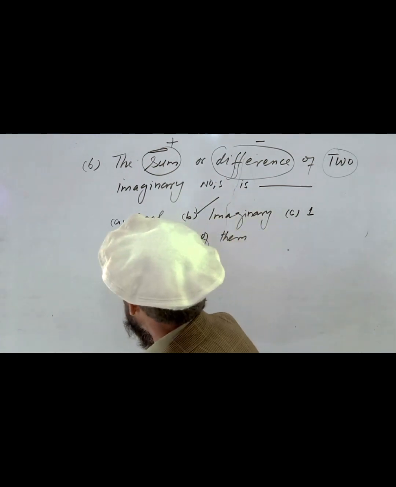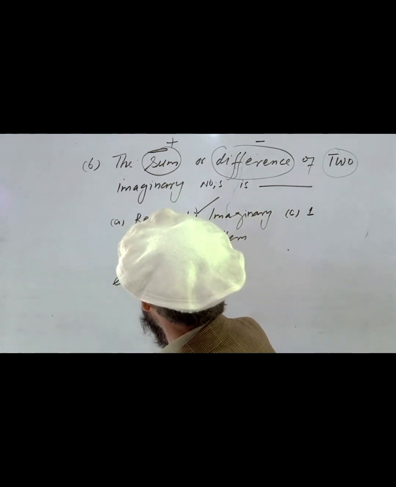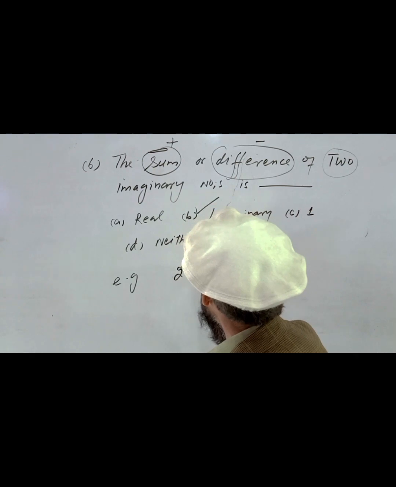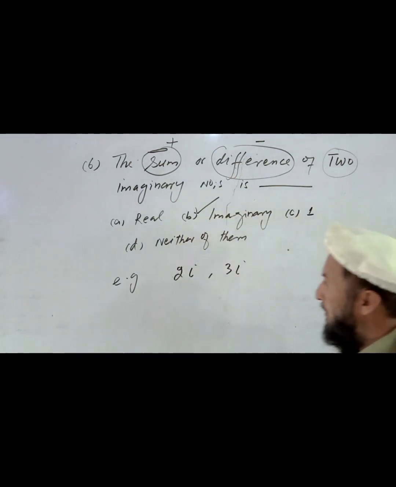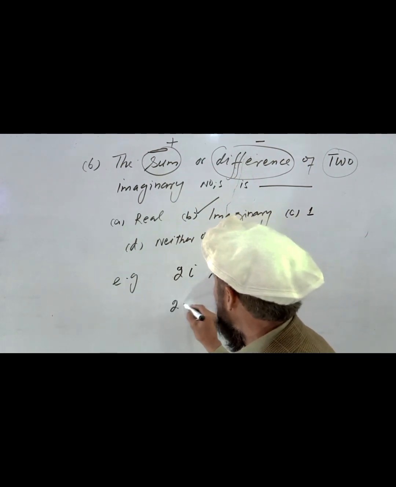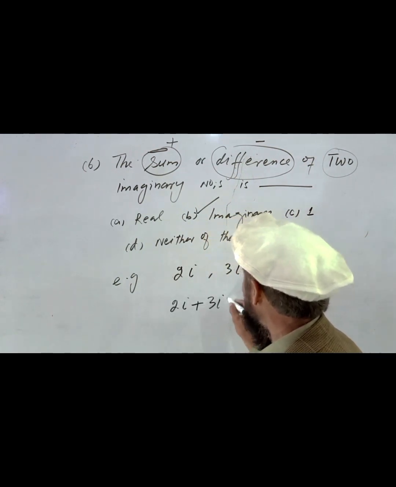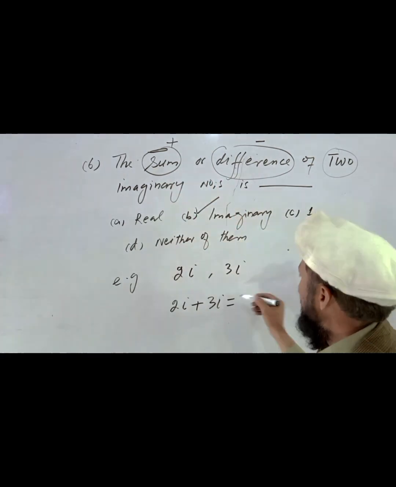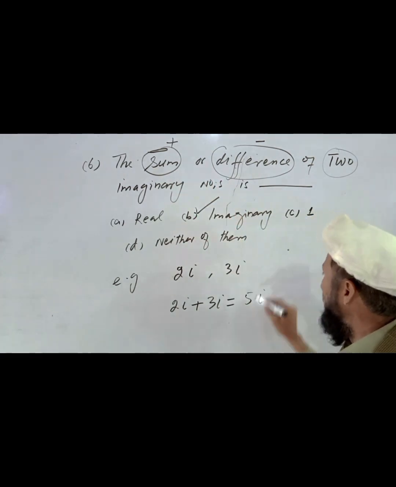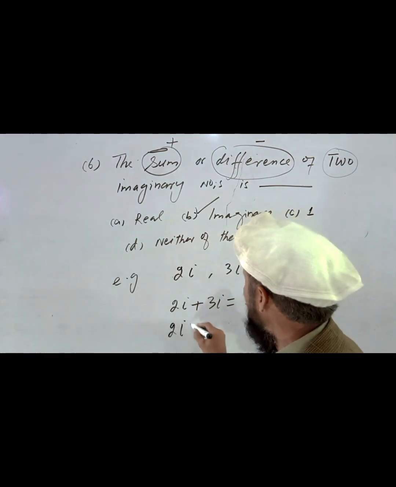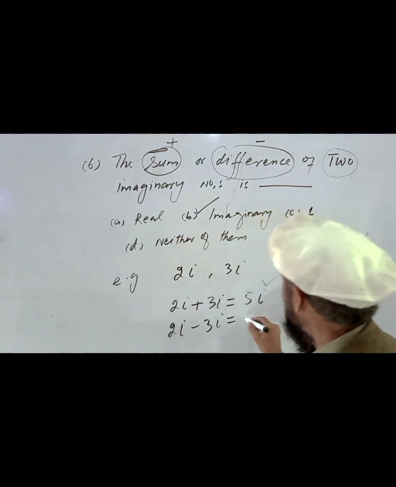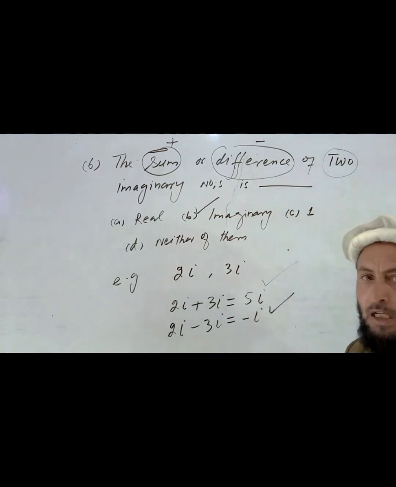How? Look here, for example, we take two imaginary numbers, 2i and 3i. They are two imaginary numbers. So if we add 2i plus 3i, what is the result? Sum means we add, 5i, which is also an imaginary number. And if we subtract 2i minus 3i, the result is minus i. Minus i is also imaginary.